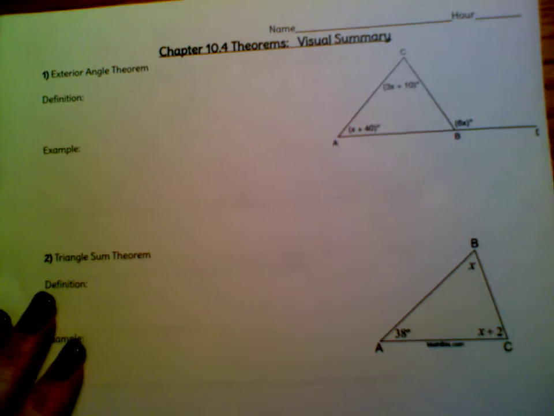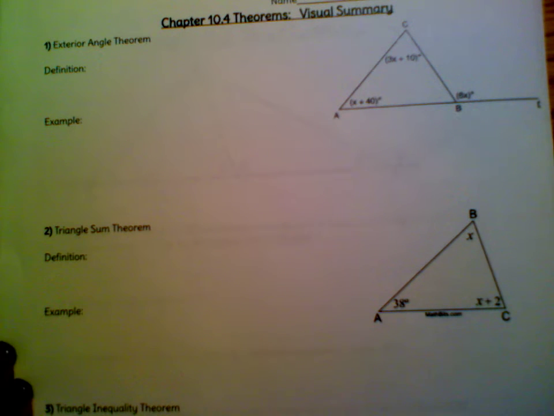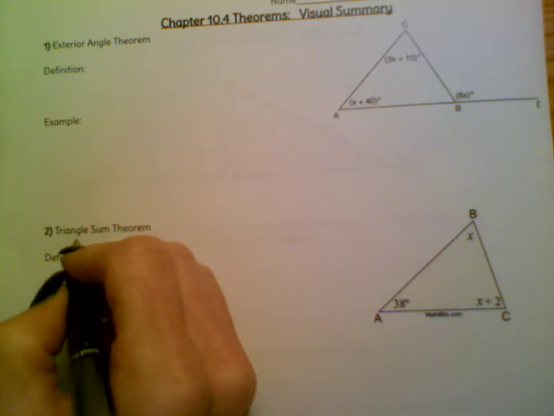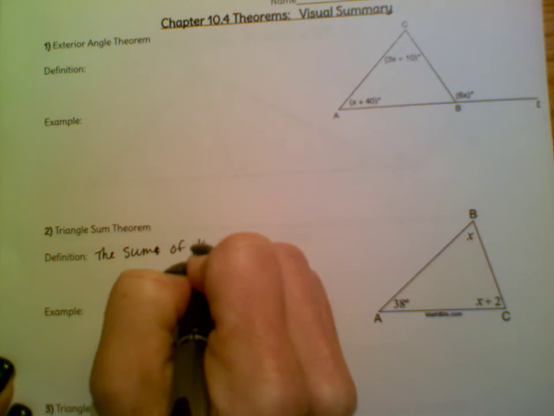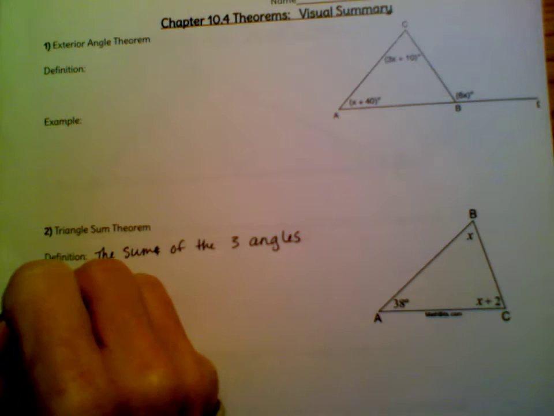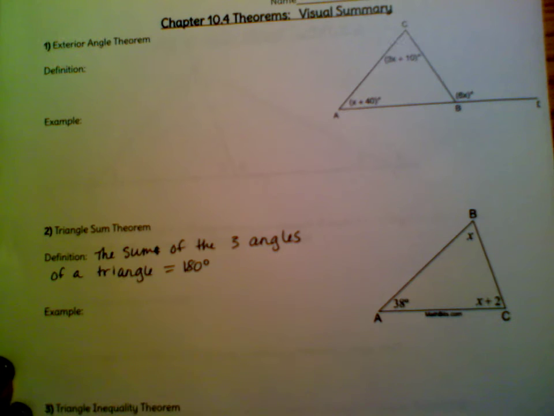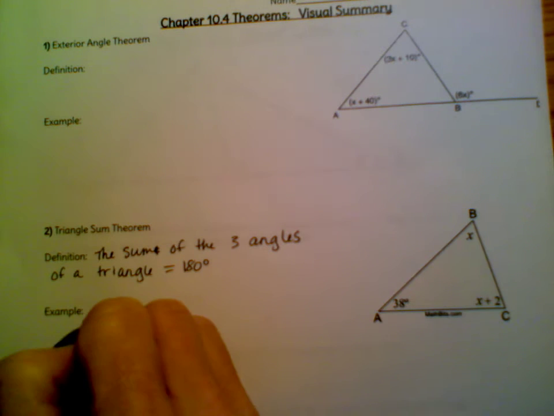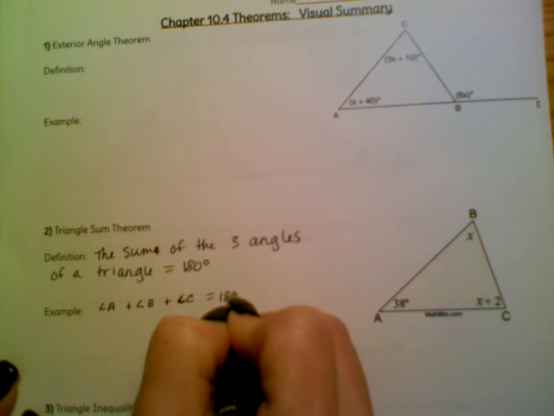Okay, so we have to start off first with just a couple definitions. I know this says 10.4 at the top, but it's 10.4 and also part of 10.1. So the definition, I'm going to first do triangle sum. The definition is the sum of the three angles of a triangle equals 180 degrees. So I know that angle A plus angle B plus angle C has to equal 180 degrees.